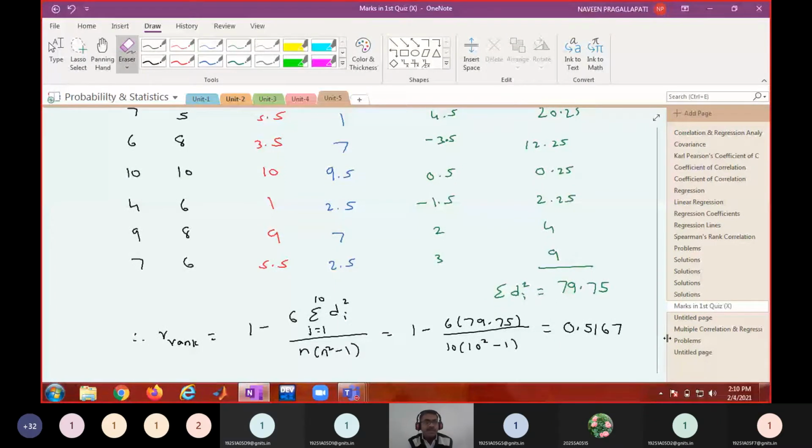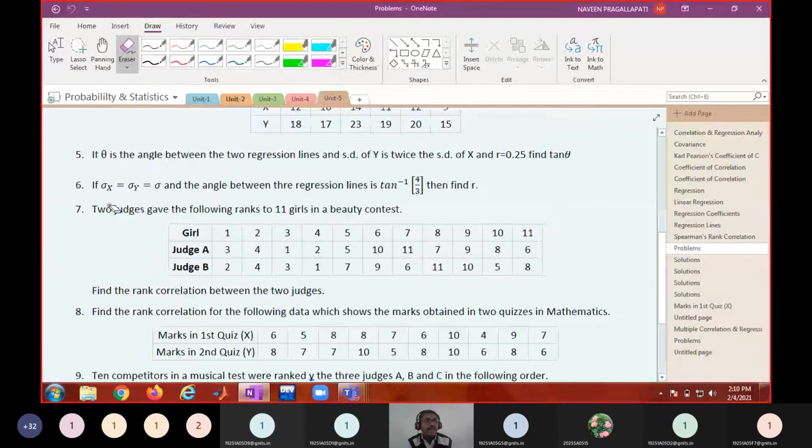Now, can you take this problem as homework? Just look here. Two judges gave the following ranks to 11 girls in a beauty contest. So there are 11 girls, and judges have given these ranks. The first girl got third rank, the second girl got fourth rank, the third girl got first rank according to Judge A. According to Judge B, the first girl got second rank, the second girl got fourth rank, the third girl got third rank, and so on.